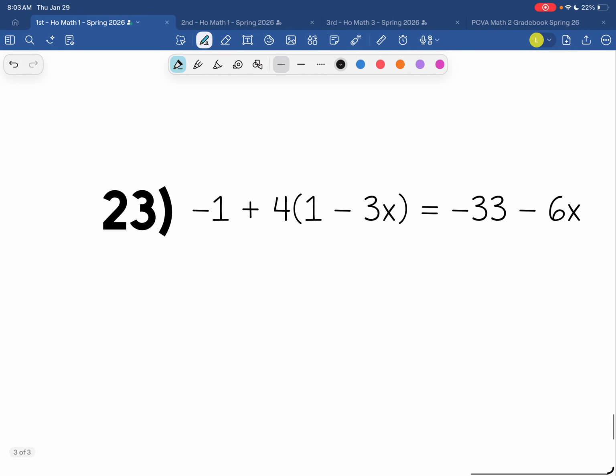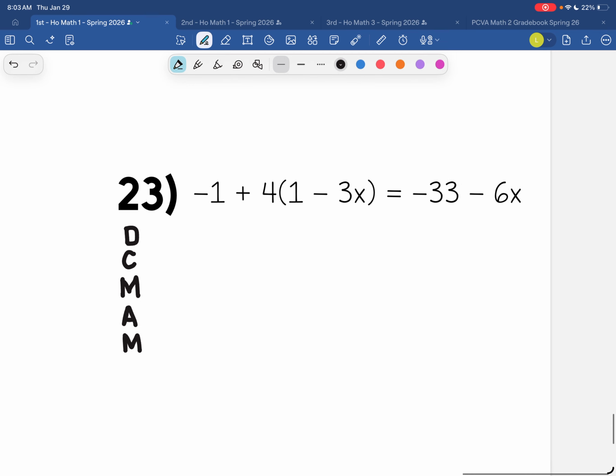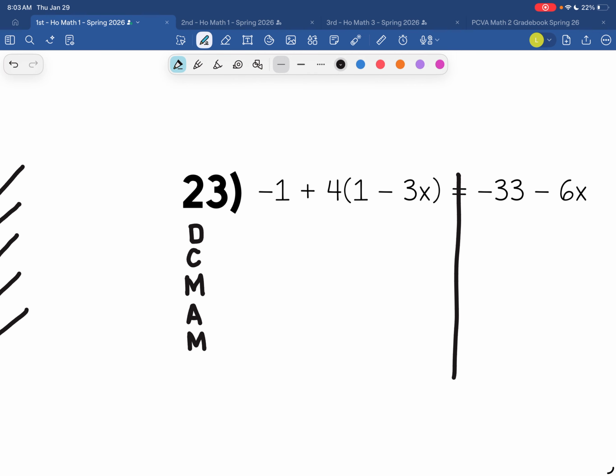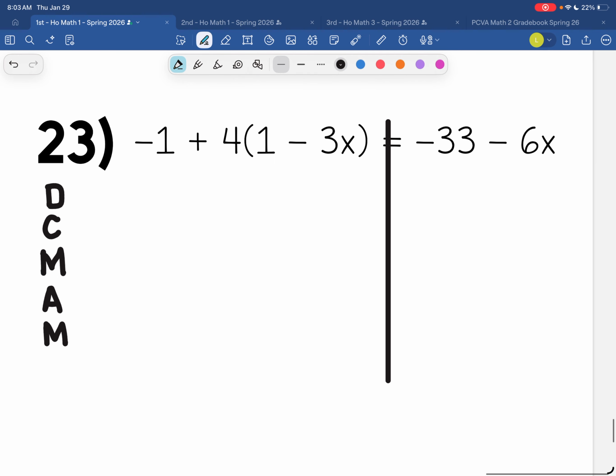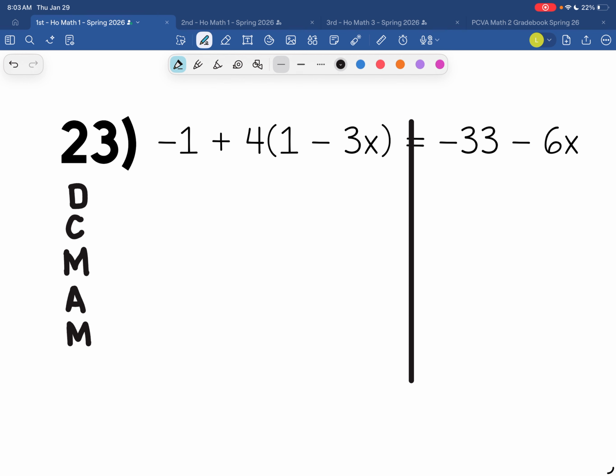All right, number 23. So for number 23, I have some parentheses. I have some pieces that I need to combine. So again, I'm probably going to wind up doing all the steps. So doing them in order and making sure I do them one at a time is important.